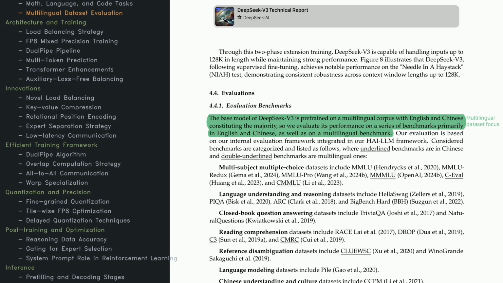DeepSeek V3 is tested on a range of tasks. The core dataset is multilingual, mostly English and Chinese, but the model is also checked on multiple choice questions, language reasoning, question answering, and reading comprehension. Some tasks focus on zero external resources, others stress robust reasoning. And there's a big focus on non-English tasks too. These checks reveal how well the model generalizes to new languages and different complexities, gauging its overall adaptability.